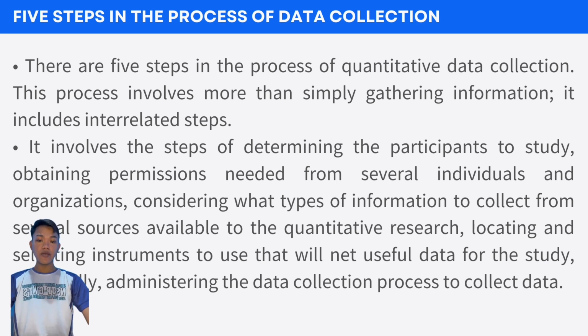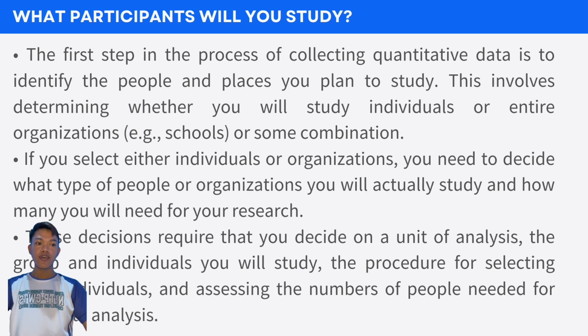So it simply means that we should not collect data and we should not select participants based on our judgments and choices, but there is a particular process that we need to follow for us to get the data rightfully and fairly. So what participants will you study? This is the first step in the process of collecting quantitative data.